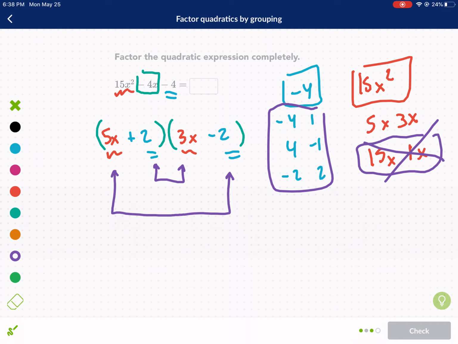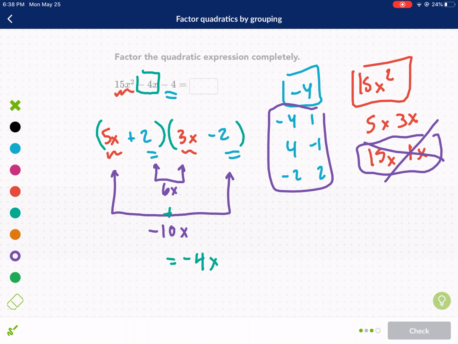Well, let's check our answer. We have 5x times -2. That gives us -10x. And then we have 2 times 3x. That gives us +6x. When we add those two together, we get equal to negative 4x. So that is indeed our answer.